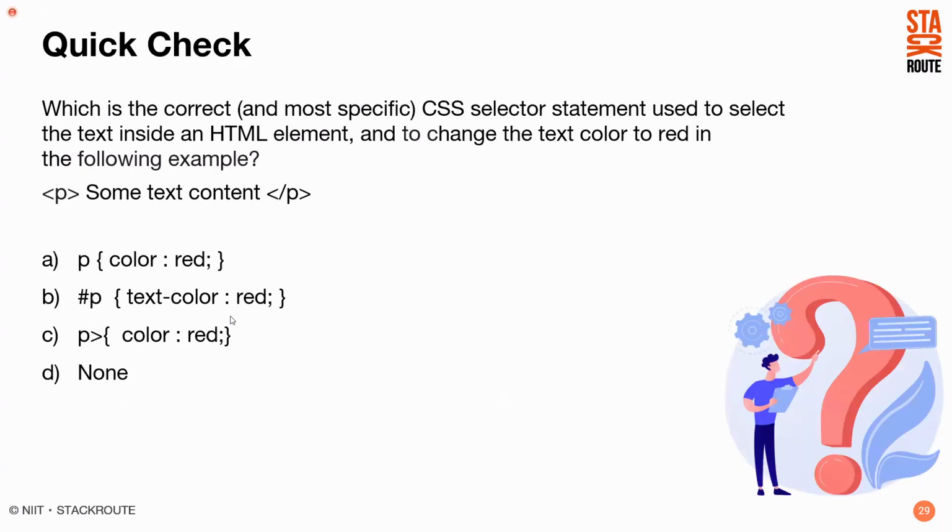Which is a correct CSS selector used to select text inside HTML and to change the text color to red in the following example? So I have a paragraph with some text content inside. I want to apply the font color, text color, as red. Can I use hash? No, I have not called with ID. So this is not the proper symbol. Come on, guys, it's a simple one. First one. Option A, ma'am.